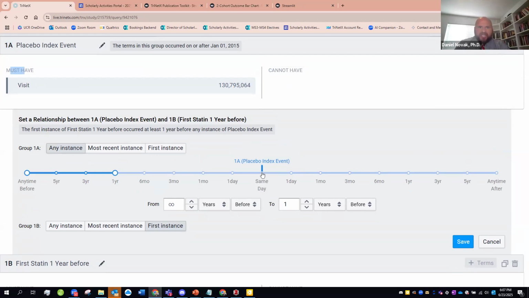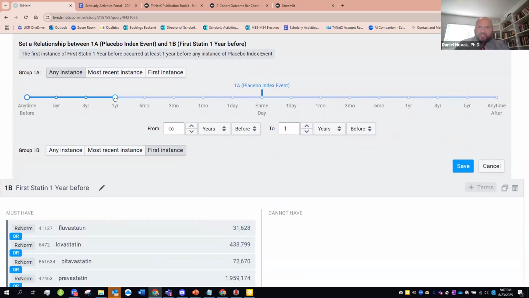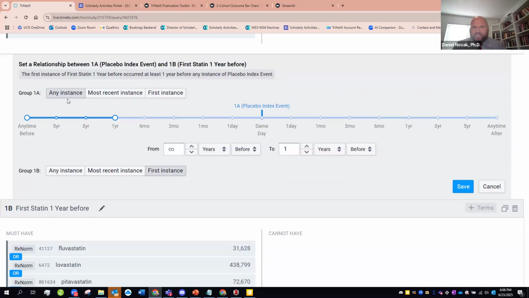So in this case, you can set into the past specifications for the relationship of this group, or you can set it into the future. So anytime prior to 6 months after that event occurred. Or, in this case, I wanted to make sure to specify that those folks had to have been on a statin for at least 1 year prior to entering my study. So any instance of a visit is preceded by 1 year of their first instance of the medication.